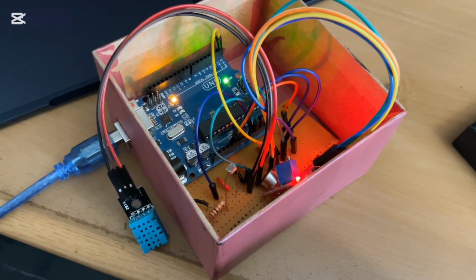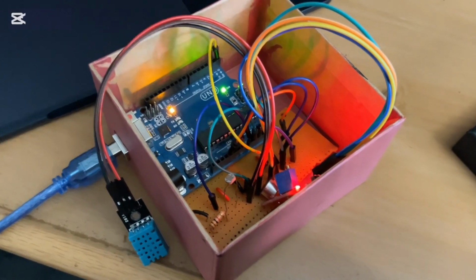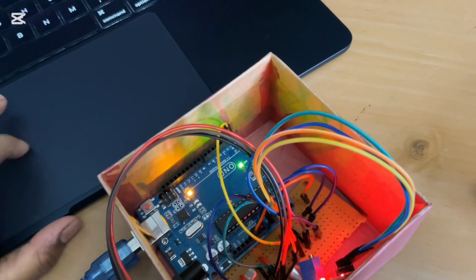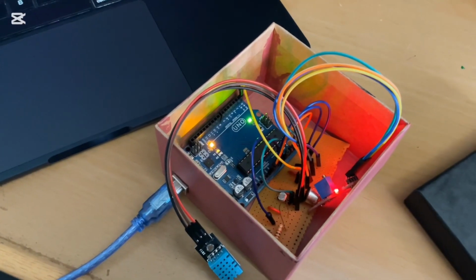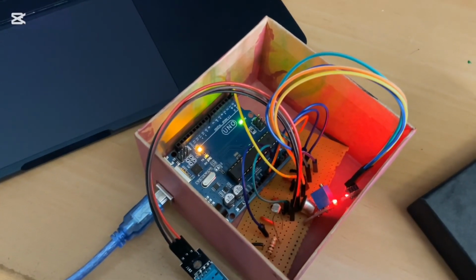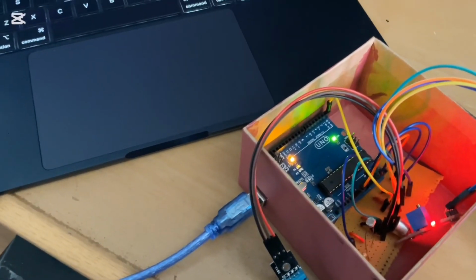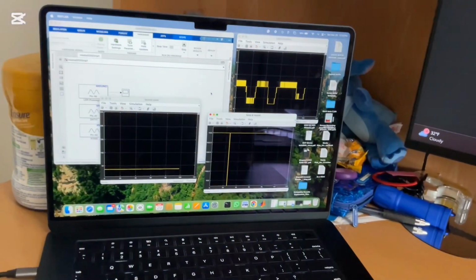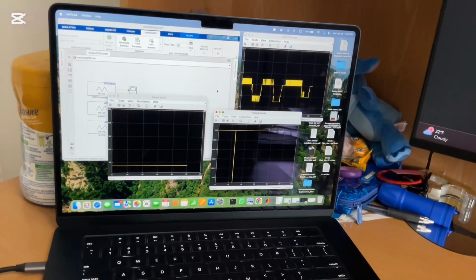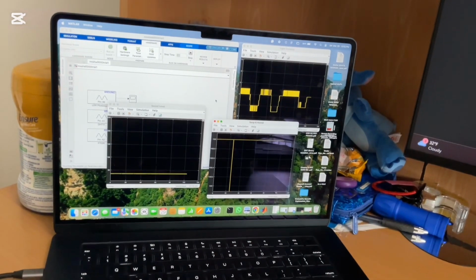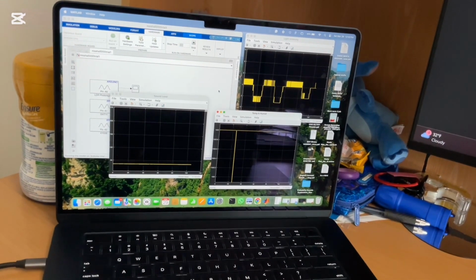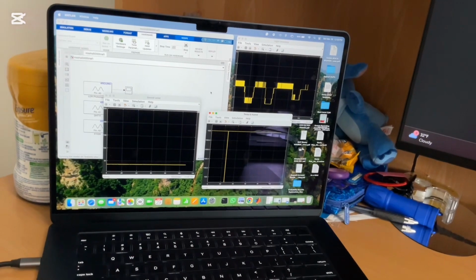Third, data transmission and circuit design. All sensors are wired to the Arduino Uno, which transmits data to MATLAB over a USB serial interface. So this is the laptop on which MATLAB is running, and these graphs are the representation of the light intensity, temperature, humidity, and sound level of this system.